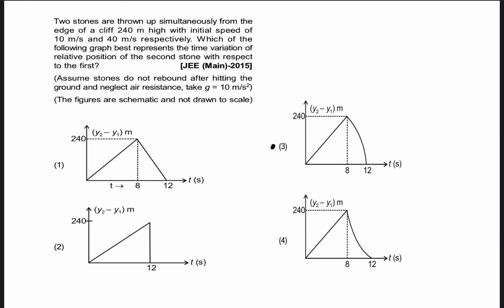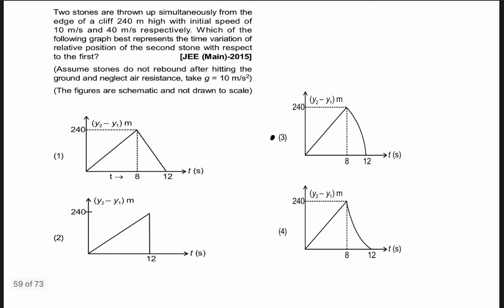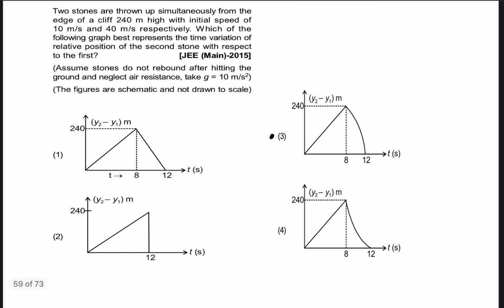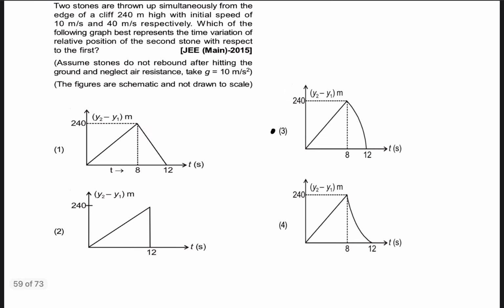Two stones are thrown up simultaneously from the edge of a cliff 240 meters high, with initial speeds of 10 meter per second and 40 meter per second respectively. Which of the following graphs best represents the time variation of the relative position of the second stone with respect to the first? Assume stones do not rebound after hitting the ground and neglect air resistance. Take g is equal to 10 meter per second square.